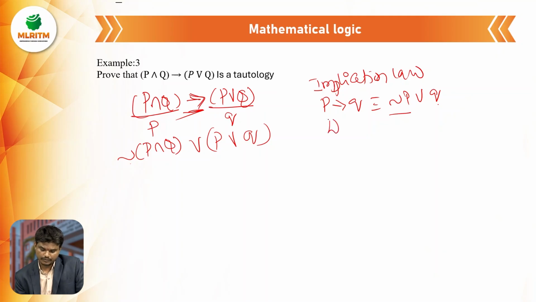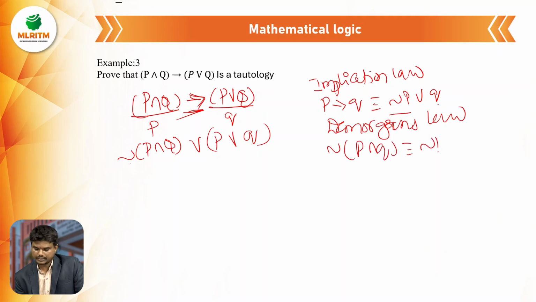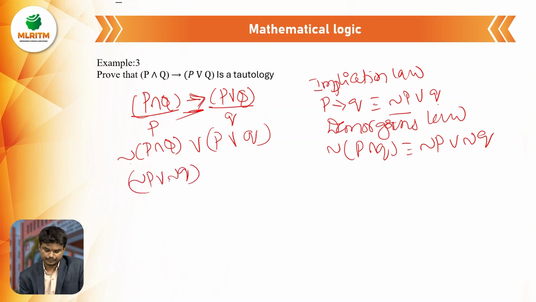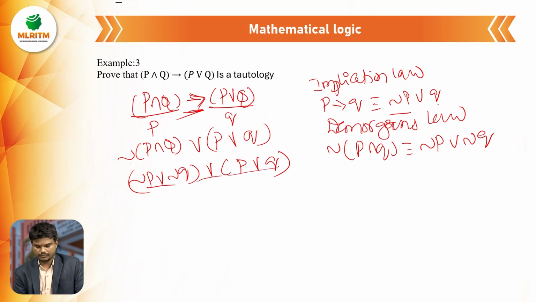Apply De Morgan's law. That is, ¬(P ∧ Q) is equivalent to ¬P ∨ ¬Q. So here, (¬P ∨ ¬Q) ∨ (P ∨ Q). So here we have the same symbol, so we use the associative law. What is the associative law? It is the same symbol law.